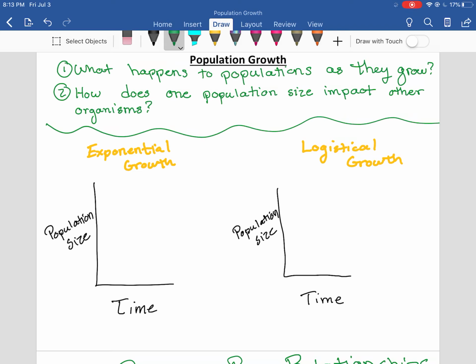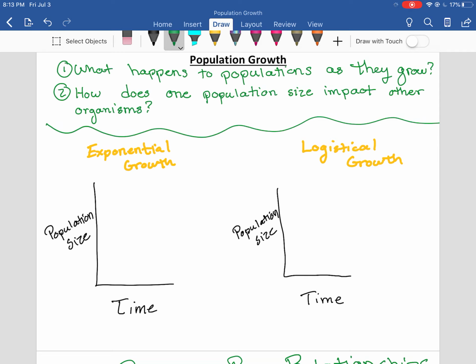So, we're going to talk about how populations grow and change over time. One, what happens to populations as they grow? Two, how does one population size impact other organisms? That's where we're going to talk about predator-prey relationships, because when organisms' populations grow, they have massive impacts on everything else. And we'll take a small look at that.